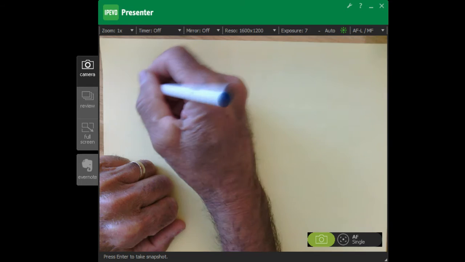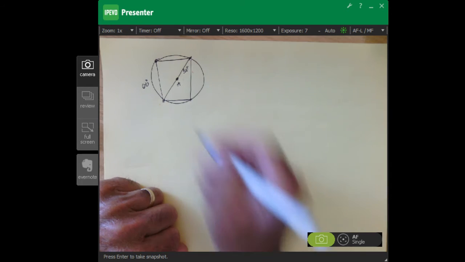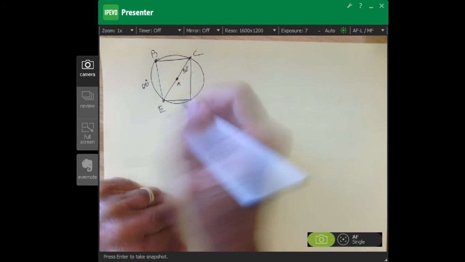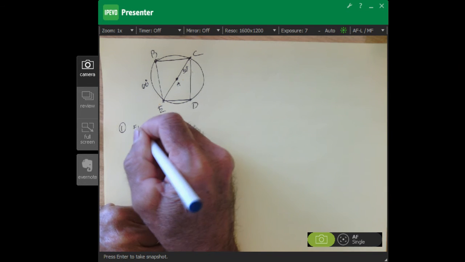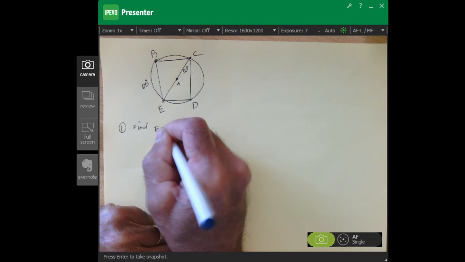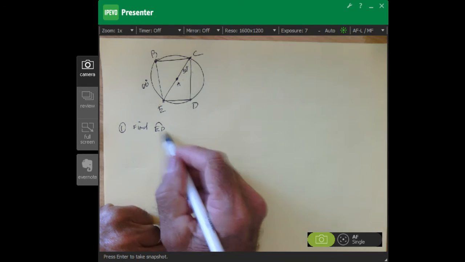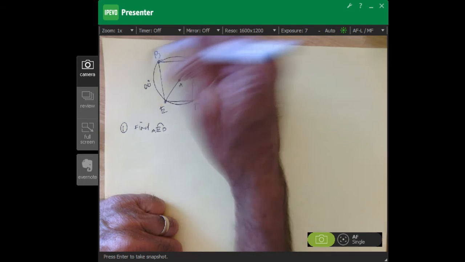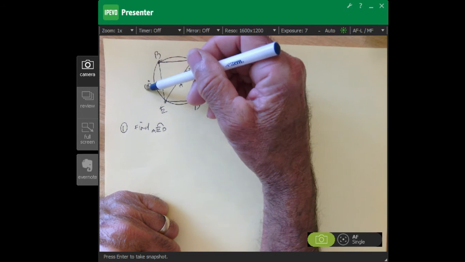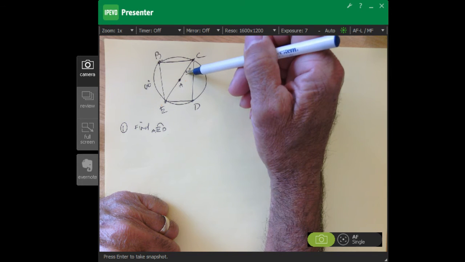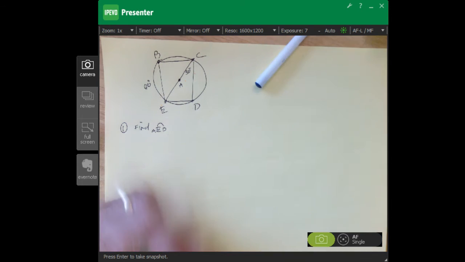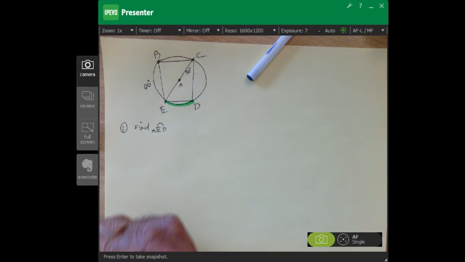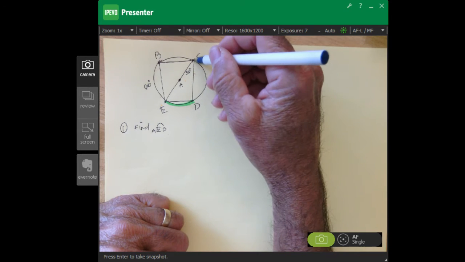So if the question is, okay, find ED, the measure of arc ED, then you look at the question and say, okay, what do we have? Okay, we have a 60 degree here, that's an arc measure. We have 50 degrees here, and ED is this one right here. Okay, we'll highlight it.